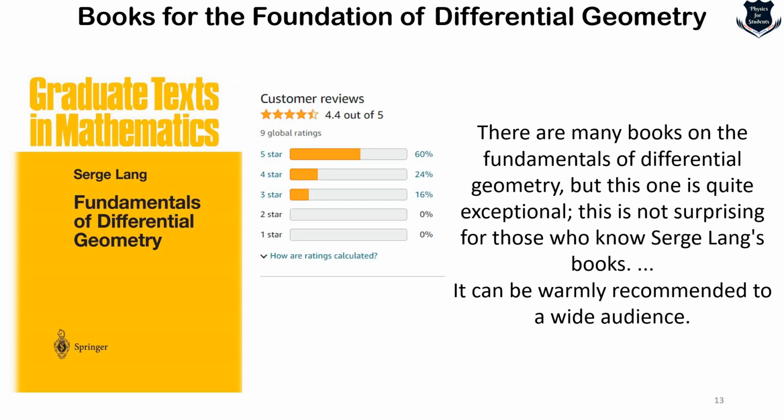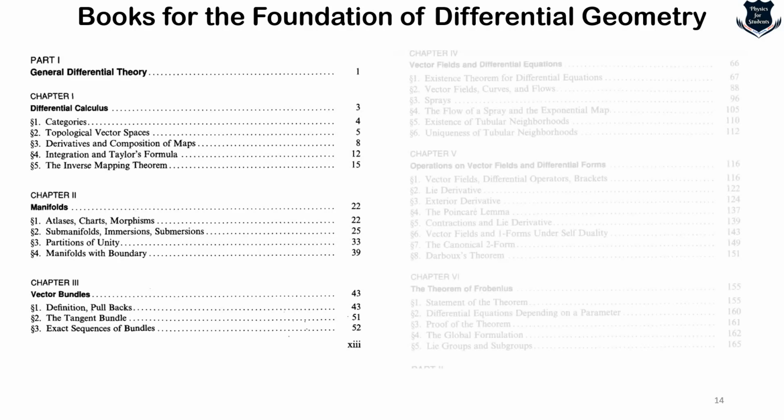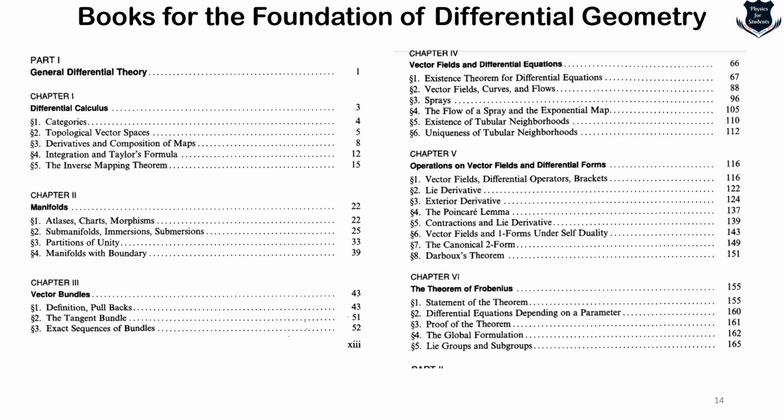Let me show you how beautiful this book is and what concepts it covers. It will match exactly the foundational concepts I told you a few minutes earlier. So first, it will start with differential theory. Then it will cover differential calculus, manifolds, vector bundles, and then vector fields, operations on vector fields, and the theorem of Frobenius. So as I told you, these are the foundational concepts. This book covers all of those.